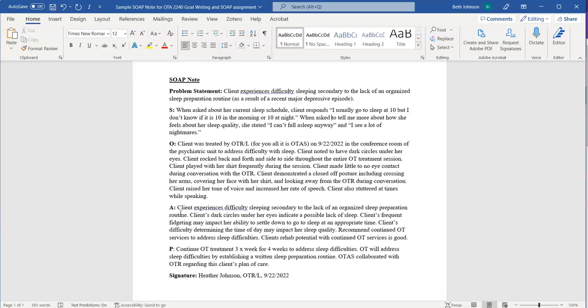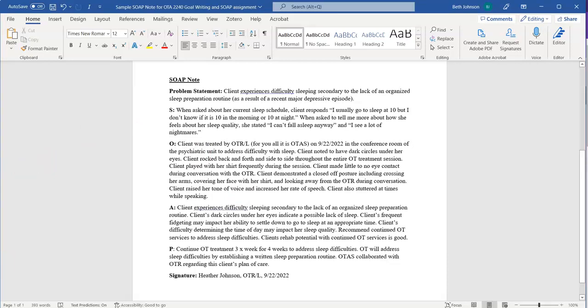Now, if I had just said by creating a routine, that doesn't give me as much detail as saying I'm going to have her create a written one. So that then implies that she's going to be doing something. That is an activity. Then you also want to make sure for you guys as OTAs and right now as OTA students that you also include the statement about the collaboration with the OTR regarding the plan of care. And then, of course, you also want to make sure that you include your signature, which includes your name, your credentials, which for you all right now is OTAS, all in capitals, and the date.